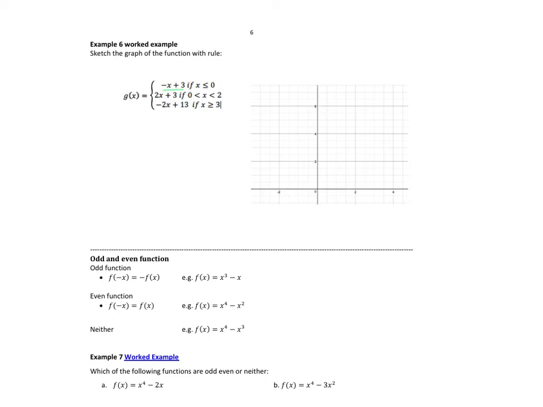Let's make sure. So if I pick another point, if I put x equal to negative 2, I get negative negative 2, which is 2, plus 3 is 5. So at the point negative 2, 5, it should go through that point there.